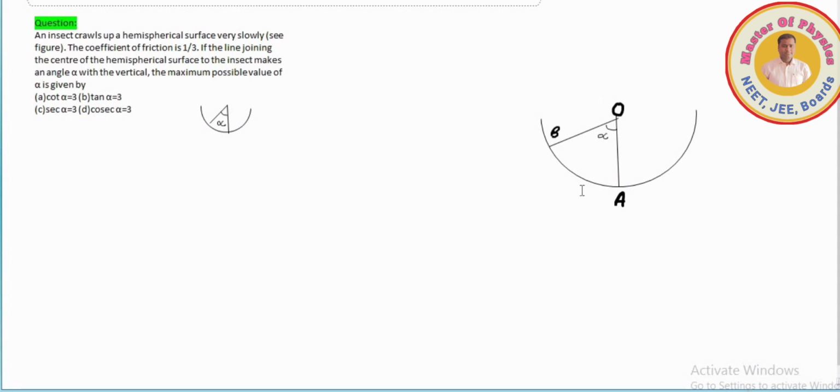Here we have drawn the figure. A is the lowest point and the insect can crawl up to the maximum point B. Now here the weight of the insect, mg, acts vertically downward. This is mg.